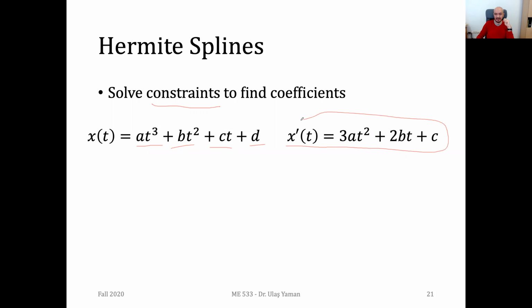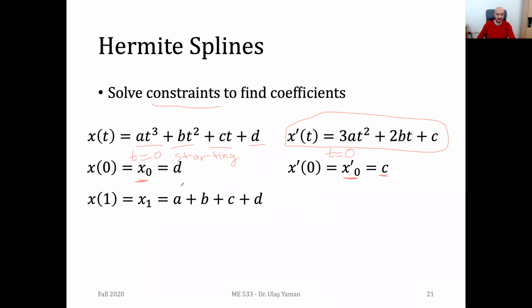We simply take the derivative of x of t here, and then we can use the constraints. For the starting point, t is equal to 0. Once you put 0 for t, you obtain that x0 is equal to d. This is our starting point. We can also do it for the starting tangent vector, and then our tangent vector will be equal to the parameter c.